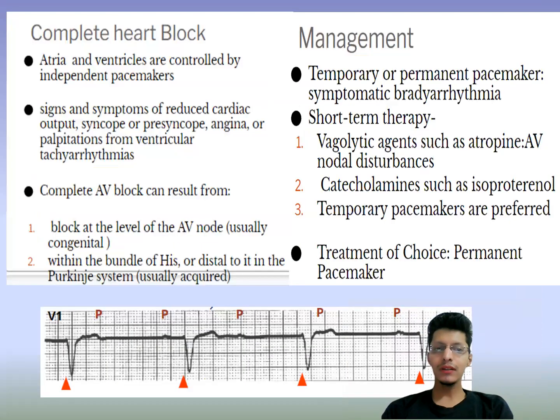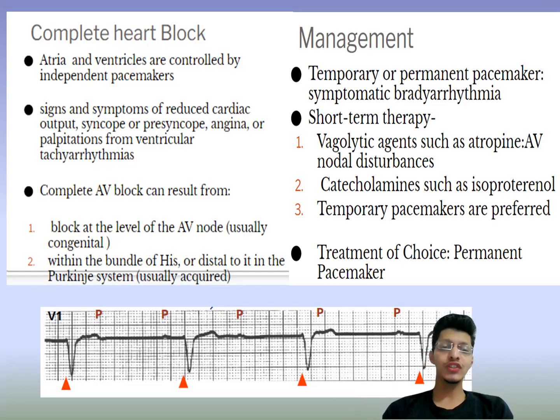Then the complete heart block, there is no synchronization between atria and ventricles. Both are moving at their own pace. What will be the symptoms? The symptoms will be of cardiac output failure, palpitation, syncope, left ventricular failure, and the block can be at the AV nodal level or it can be at the bundle of His level. If it is at the AV nodal level, that means a congenital block, and if it is at the bundle of His level, it's an acquired block.